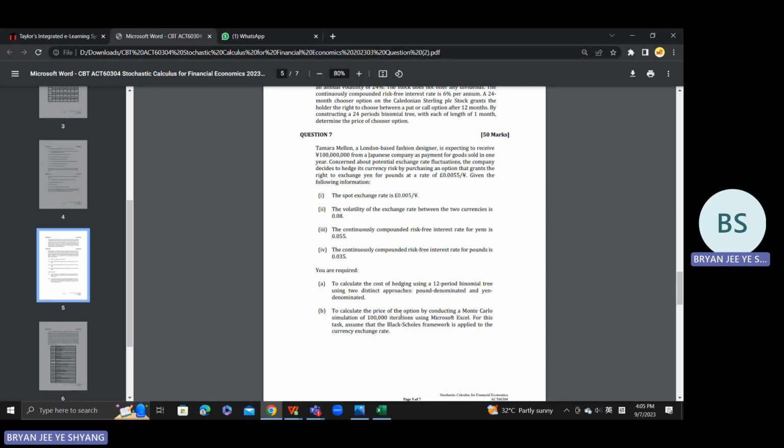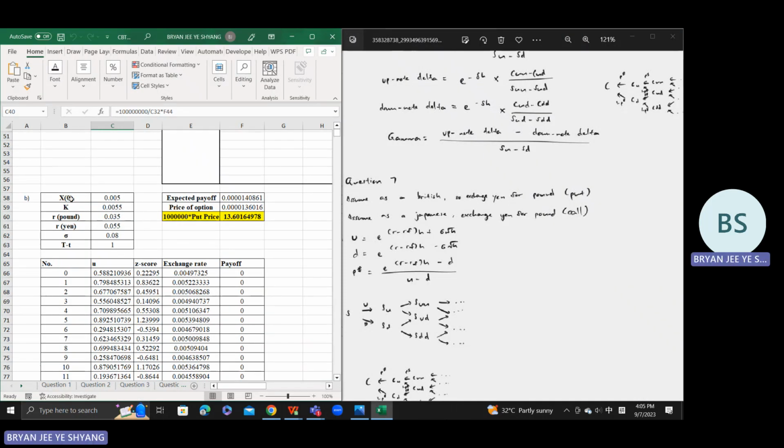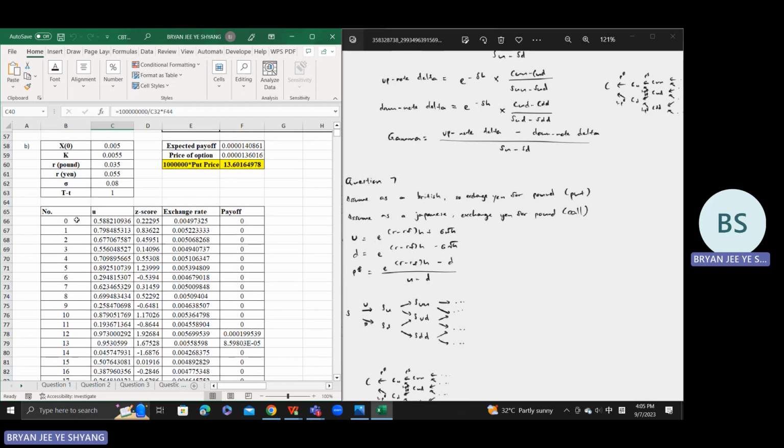Okay, let's look at the last question: calculate the price of the option by conducting a Monte Carlo simulation of 100,000 iterations using Microsoft Excel, assuming a Black-Scholes framework. Our x0 is equal to 0.005, K equals 0.0055, r pound equals 0.035, r yen 0.055. This is our R domestic and R foreign. Our sigma is equal to 0.08, and T minus t equals 1. So we construct this table.